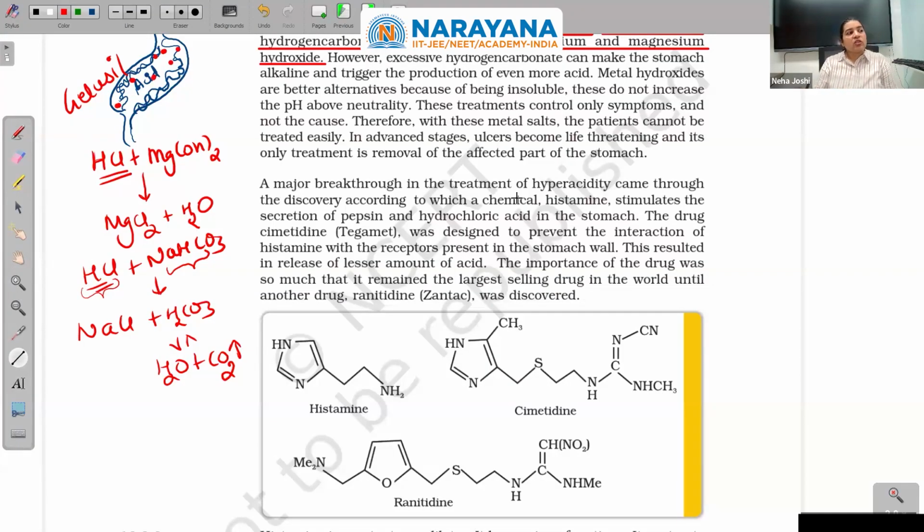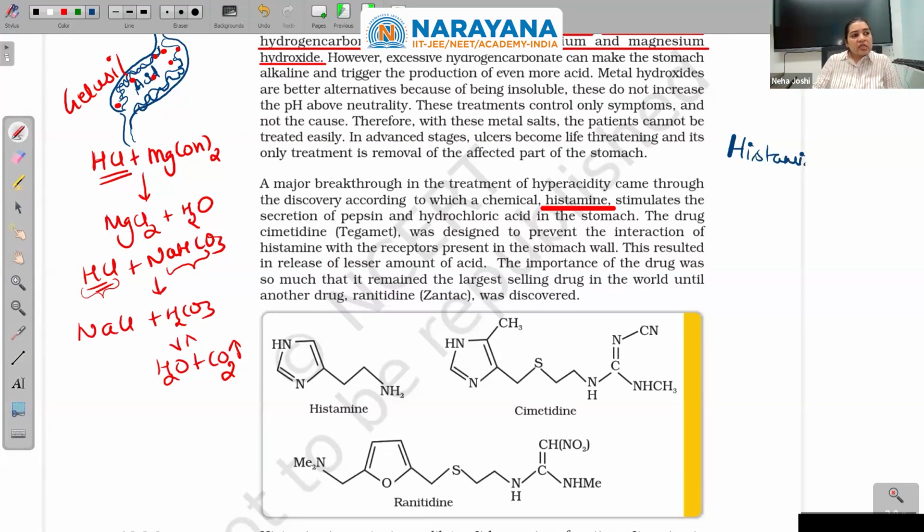A major breakthrough in the treatment of hyperacidity came through a discovery according to which a chemical, and now here comes the king of chemicals, histamine, very, very important, stimulates the secretion of pepsin and hydrochloric acid in the stomach. So what is now clear is that there is a chemical called histamine.